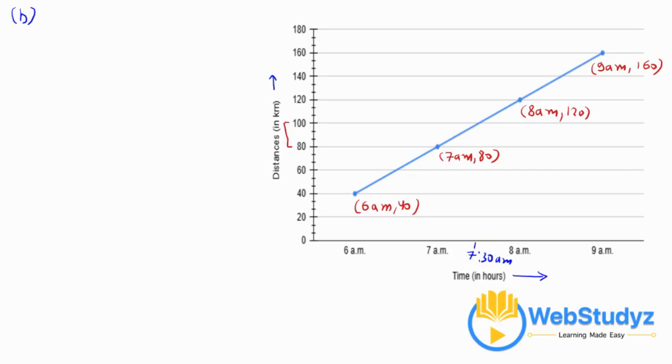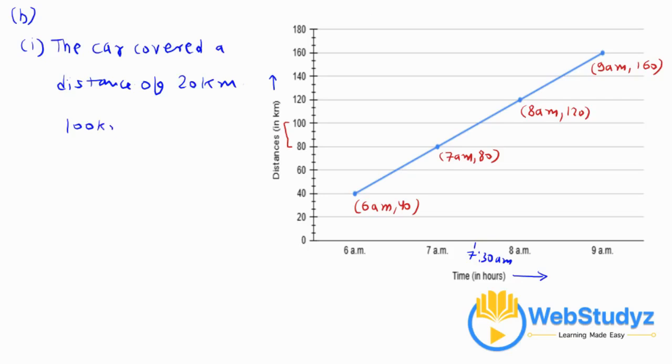So we can simply write that the car covered a distance of 20 kilometers, as 100 kilometers minus 80 kilometers will give us 20 kilometers.